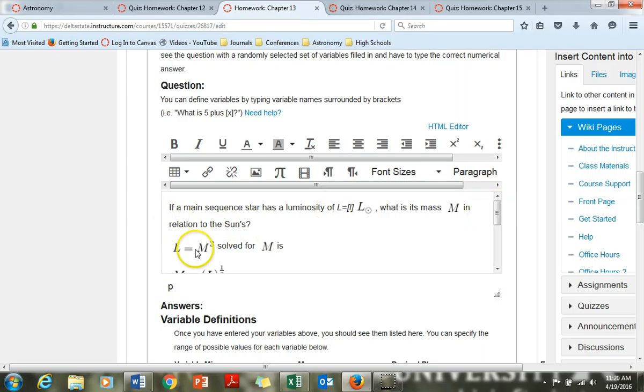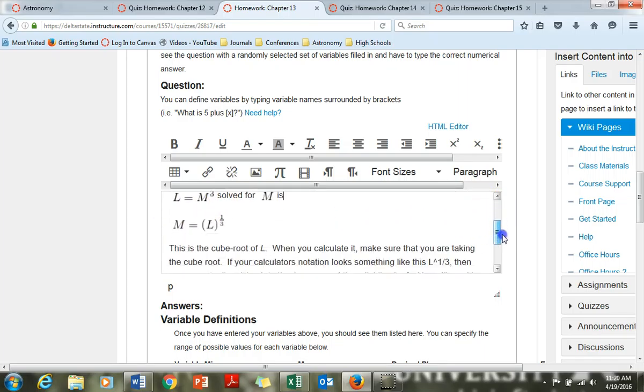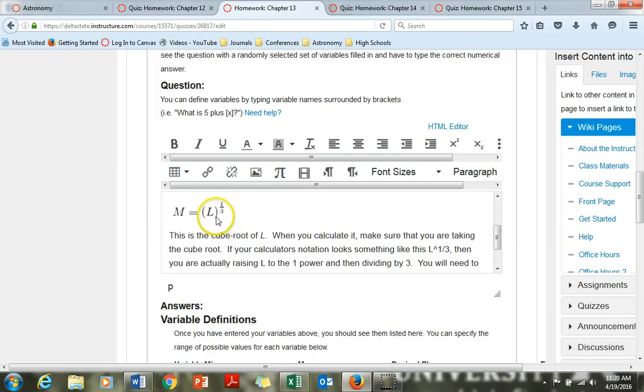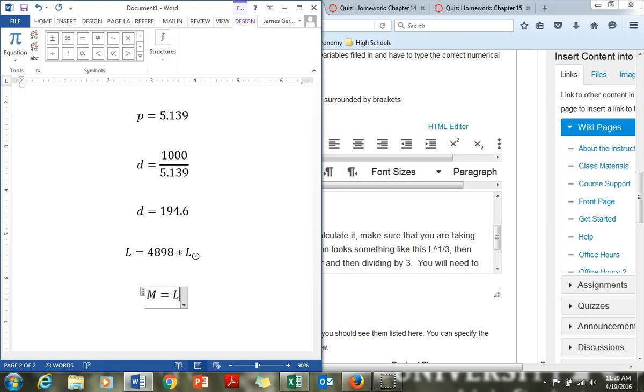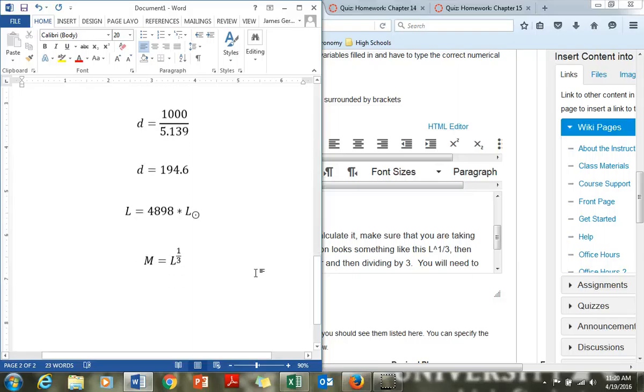Well, all we need is luminosity is mass cubed, and if we solve for mass, mass is L to the 1/3. So here's one of the reasons I have this problem in here. Mass is the luminosity to the 1/3 power. This is one you guys did not get right fairly often, because here's what you did. You typed something like L to the 1 divided by 3.